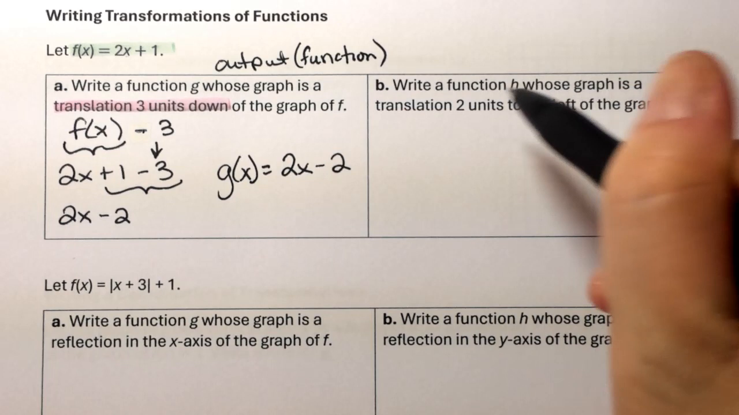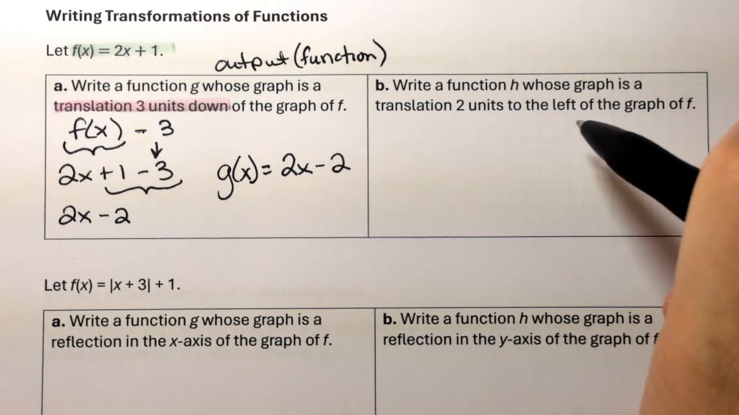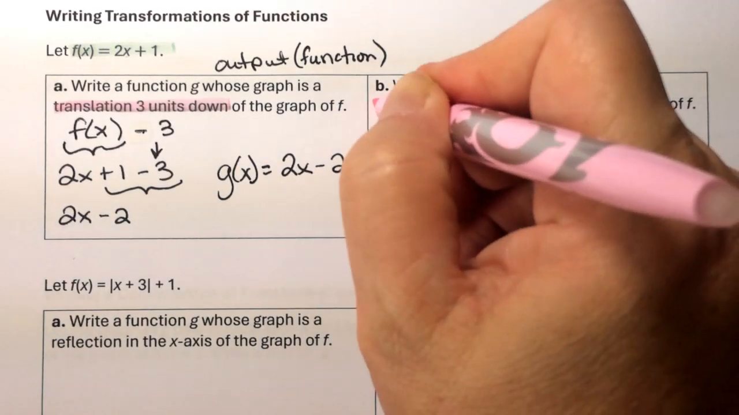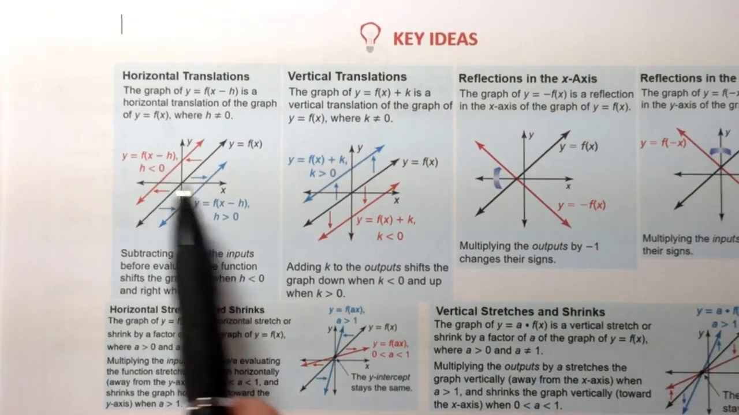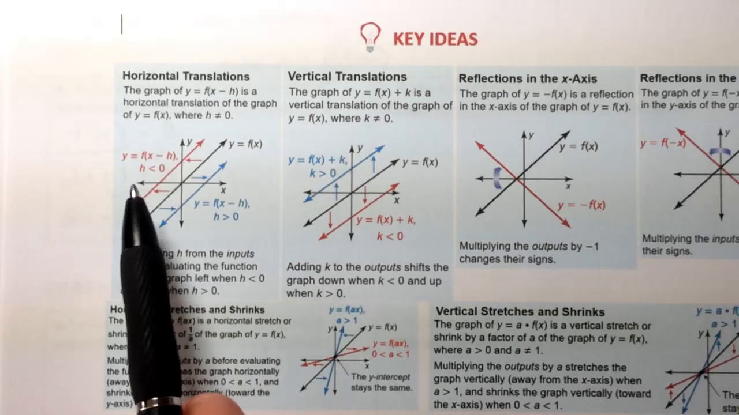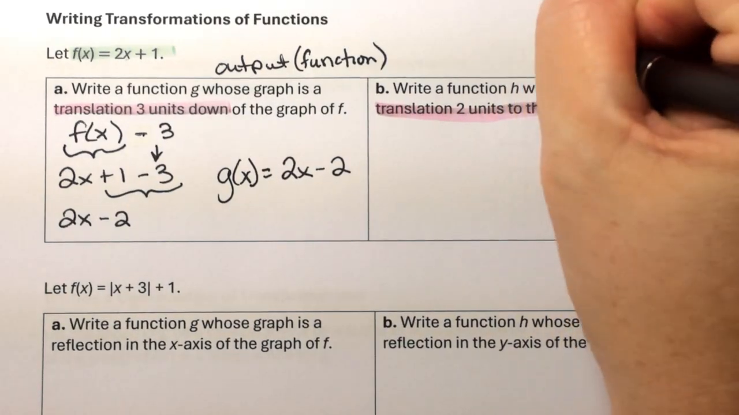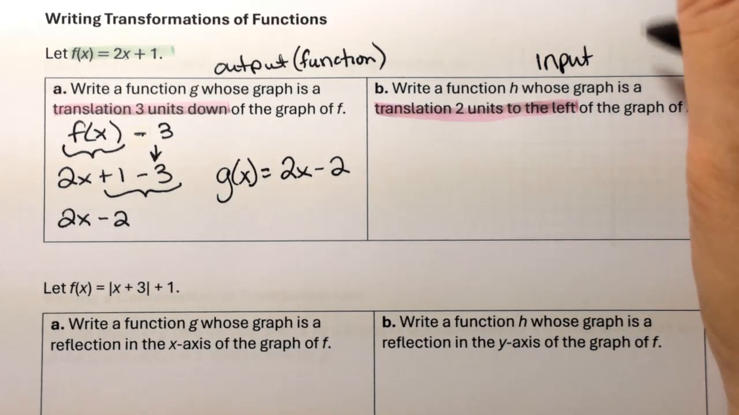All right, so now we're going to look at this one. It says write a function h whose graph is a translation 2 units to the left. So 2 units to the left. That doesn't affect the function, it affects the x, right? Because now we're going this way across the x-axis, so it affects our x. So this one affects the input. So basically what we're going to do is replace x.